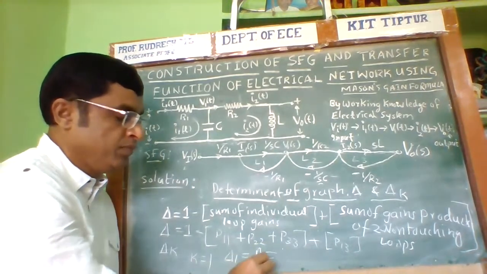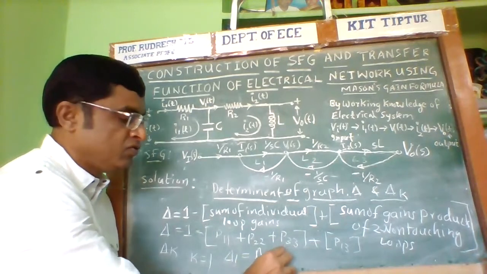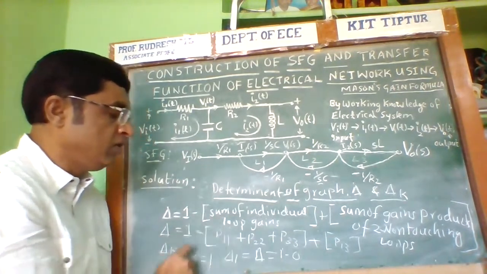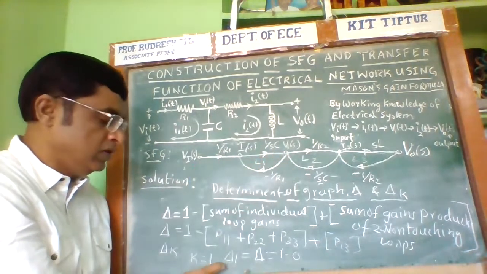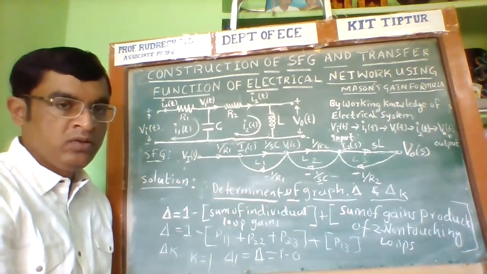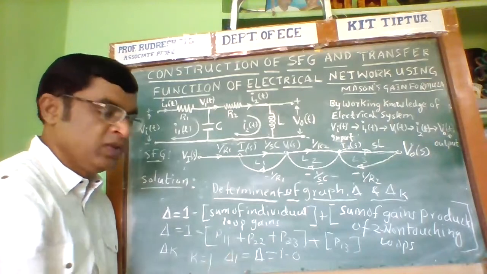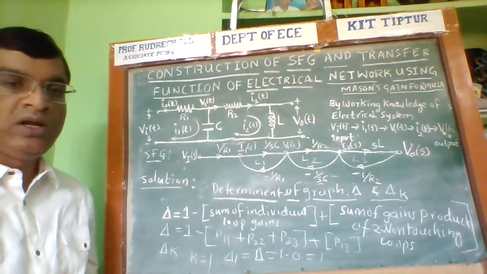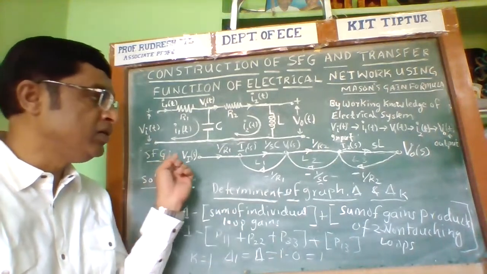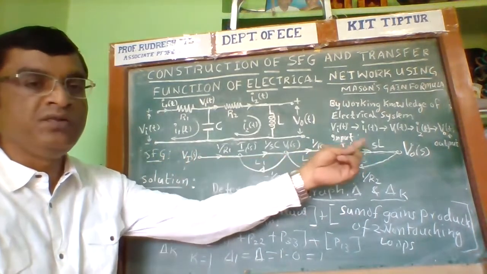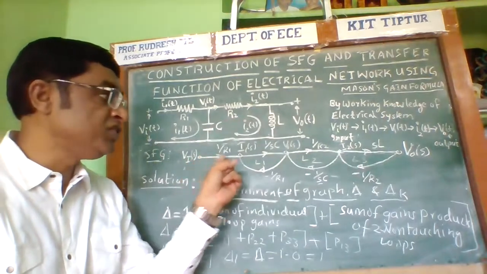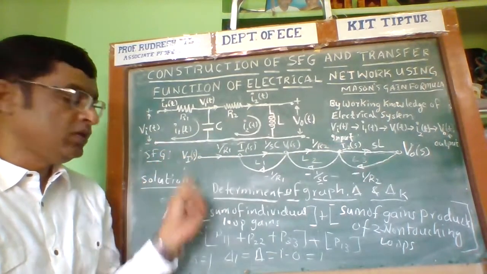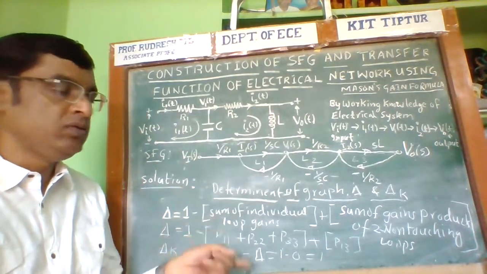What is delta? It is equal to 1 minus the sum of individual loop gains, which is 0. Therefore, there is only delta 1, because there is only one forward path. So the delta 1 value is equal to 1. Delta 1 is calculated by considering the part of the graph which is not touching the first forward path. So K is equal to 1, and therefore only delta 1 needs to be calculated.